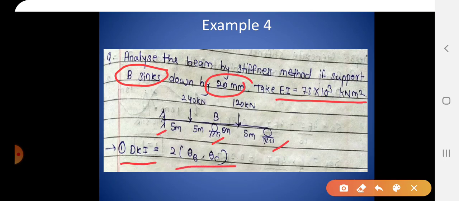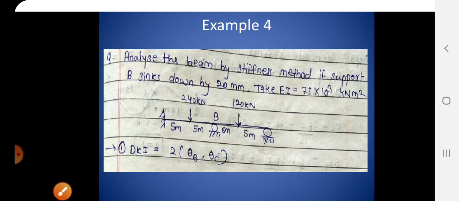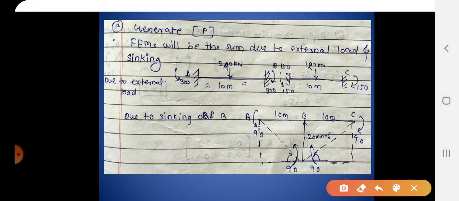On similar lines you can now find that the degree of kinematic indeterminacy is 2, neglecting axial deformation, of course. So there are 2 redundants, rotation at B and rotation at C. Now the second step is to generate the P matrix.